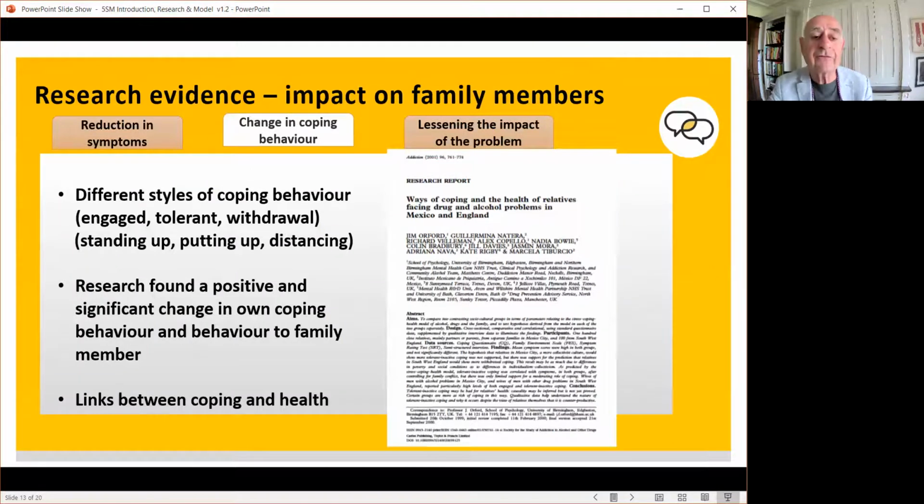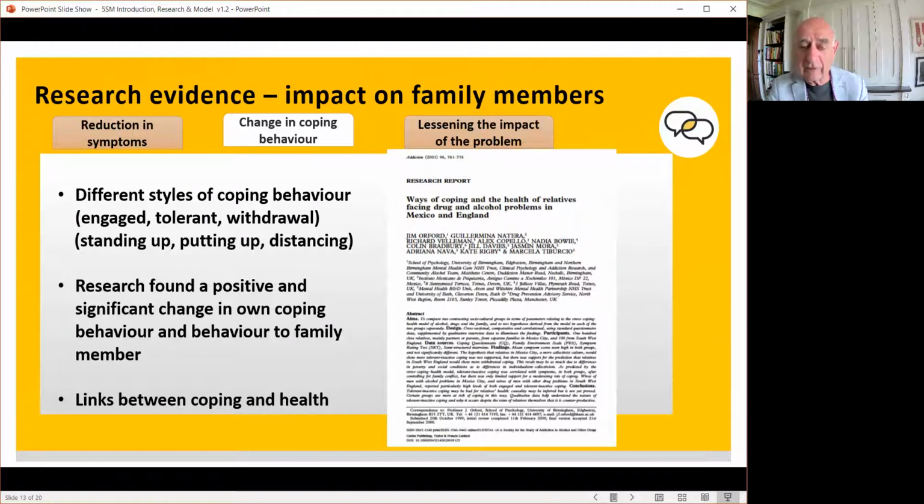We know that there are different styles of coping behavior. As I said, I was talking before about standing up to, putting up with, and distancing. The technical terms we used to use and still use sometimes are engaged coping, which is standing up to it, becoming engaged with it, tolerant coping, or putting up with it, and withdrawal coping, which is distancing yourself from it. And our researchers found a positive and significant change in people's own coping behavior, and also that often leads to changes in the behavior of the family member.